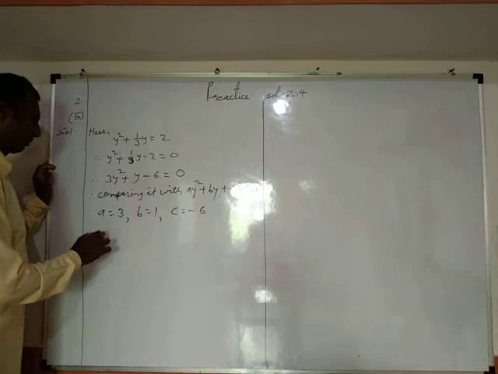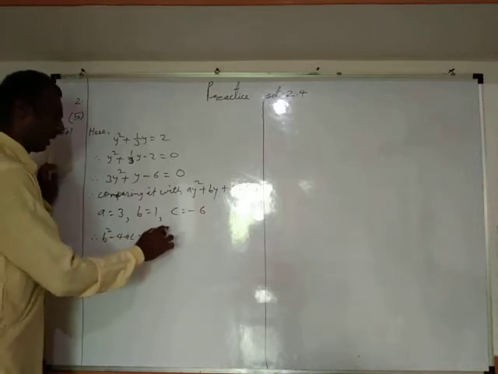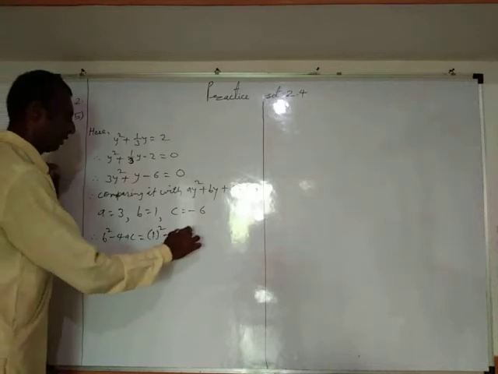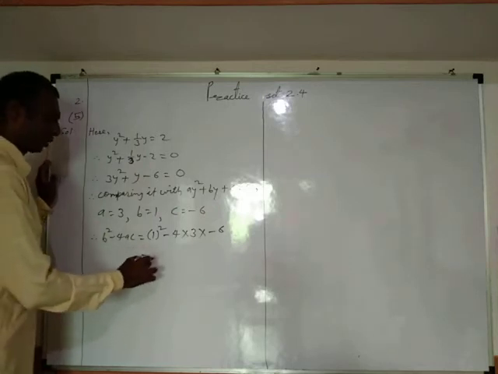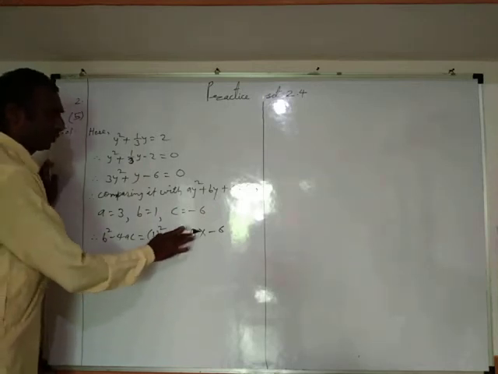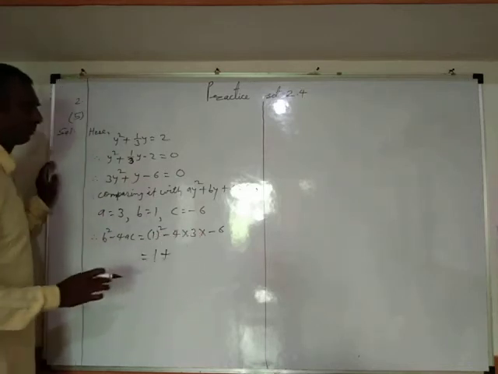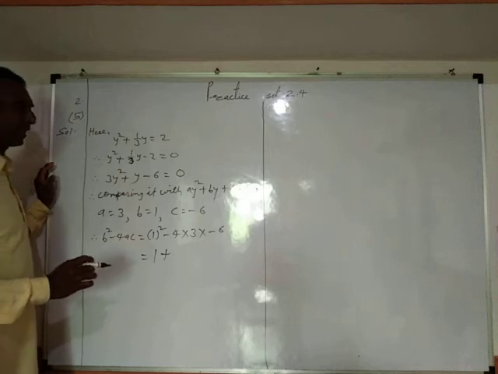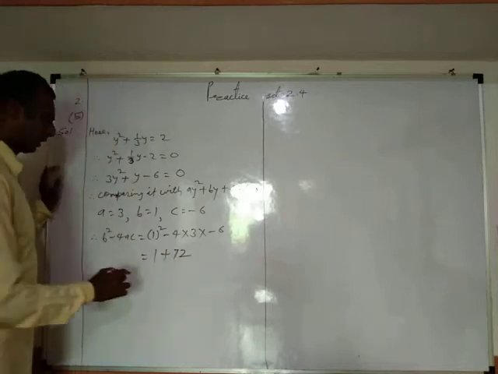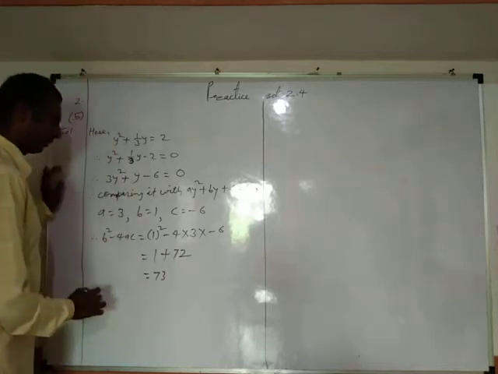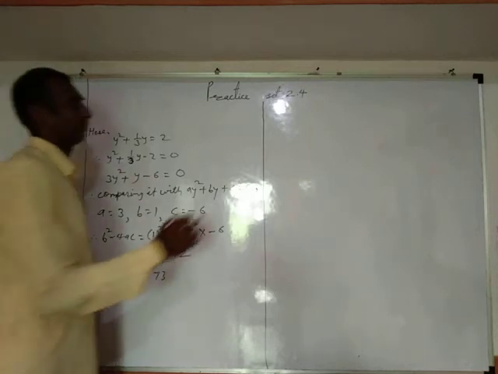And therefore b square minus 4ac equals 1 bracket square minus 4 into 3 into minus 6 equals square of 1 is 1, minus into plus minus, and minus into minus gives us plus. 4 3s are 12 and 12 6s are 72. Okay, equal to 73. Therefore b square minus 4ac equals 73.